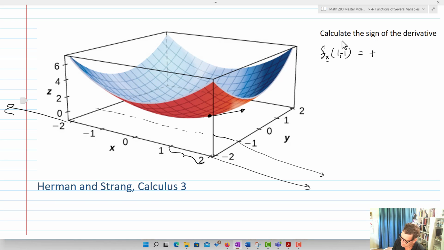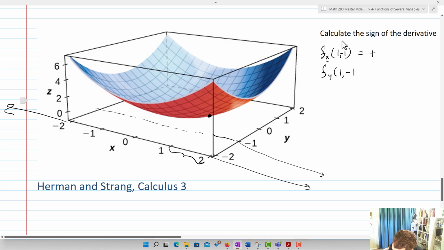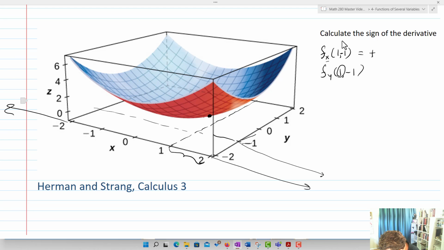All right. What about f of y at 1, negative 1? So we'll start at the same place. F of y at 1, negative 1. And so now the 1 is going to be held constant. We're going to hold our x's constant. Okay? And if you look at the y's now, well, the y value goes from negative 1 to 0. You can see that it's actually going to be going negative. The z values are going downward there. So this is going to end up being negative.